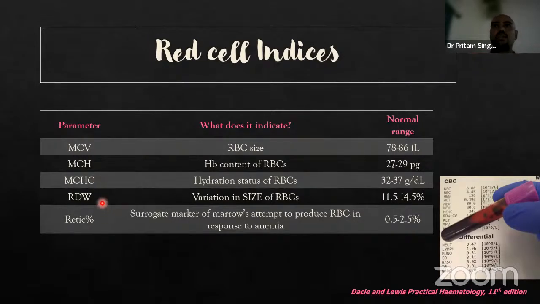RDW, which is red cell distribution width, indicates how much variability there is in the red cell size, not of the shape, of the size. That's how variable the red cell size is. So that is called red cell distribution width.